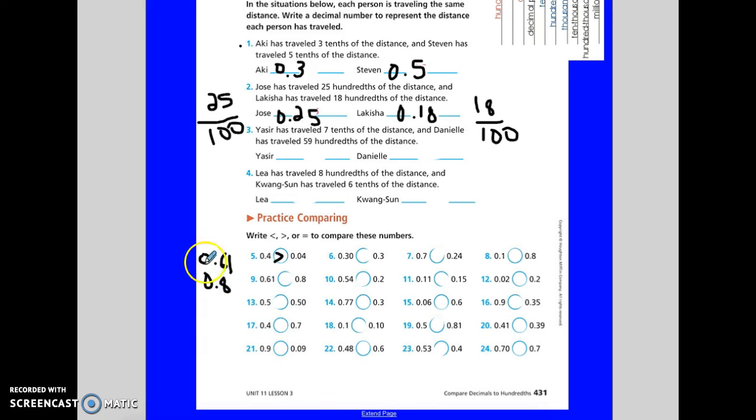All right, and I compare. 0 and 0 are the same. Look here, I have a 6 and 8. What's bigger? 8. So if you said 8/10 is bigger, great work.